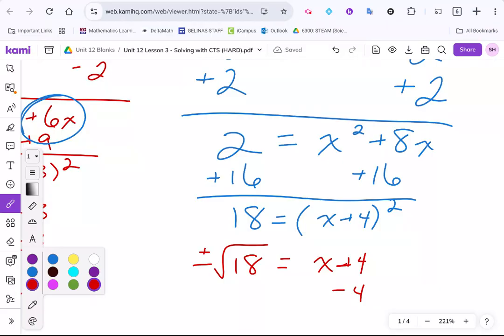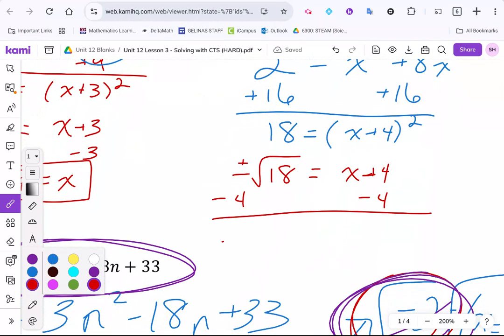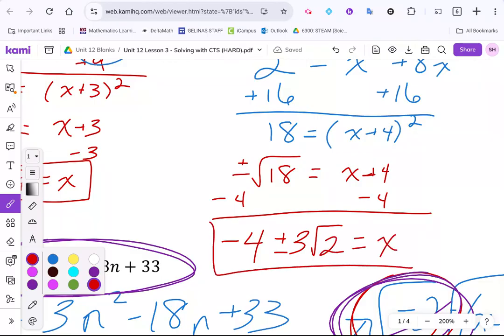I'm going to go ahead and subtract 4 from both sides. Once again, they're not like terms, so it's going to be negative 4 plus or minus a radical. But this time around, this radical can be simplified. So if I went to simplify that, what I would end up getting is 9 times 2 inside the square root, or 3 radical 2. And we would consider that our final answer to this question.